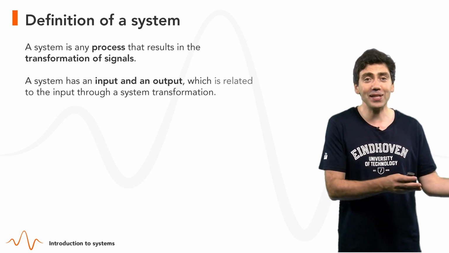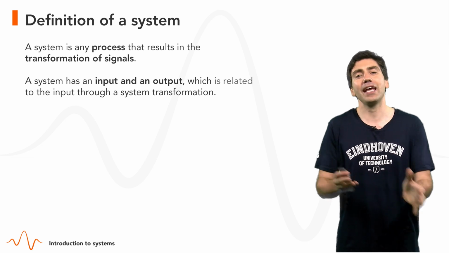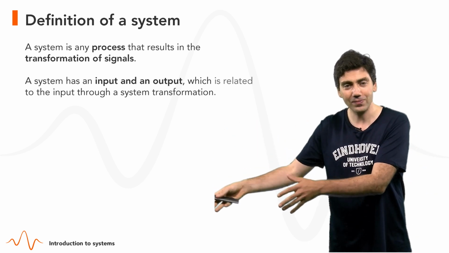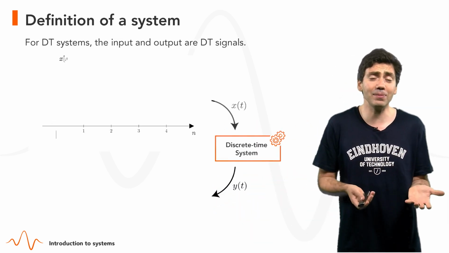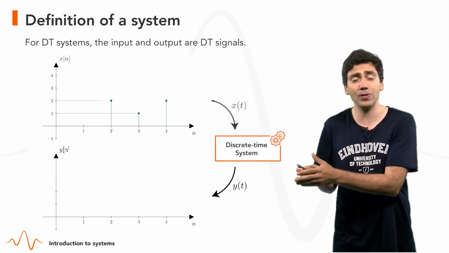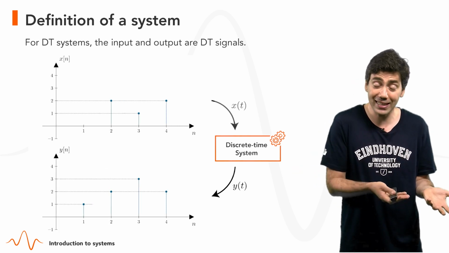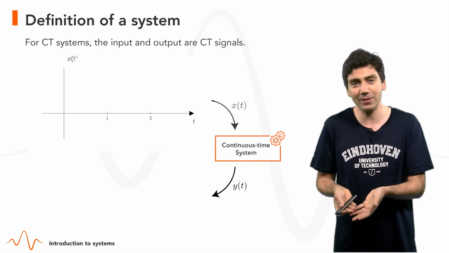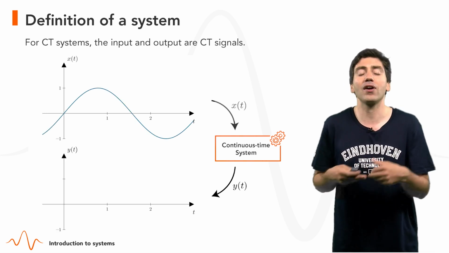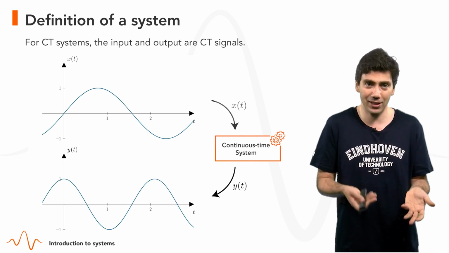A system is any process that results in the transformation of signals. So there is an input signal that is transformed and results in an output signal. For discrete time systems, the input and output are discrete time signals, and for continuous time systems, the input and output are continuous time signals.